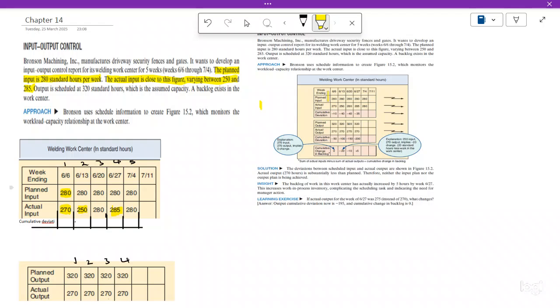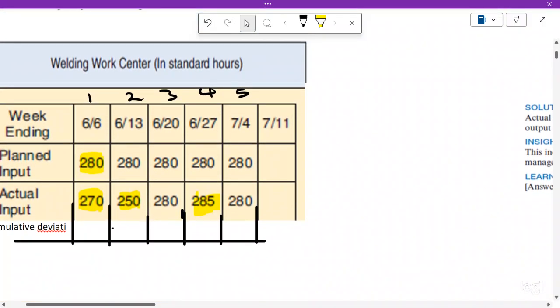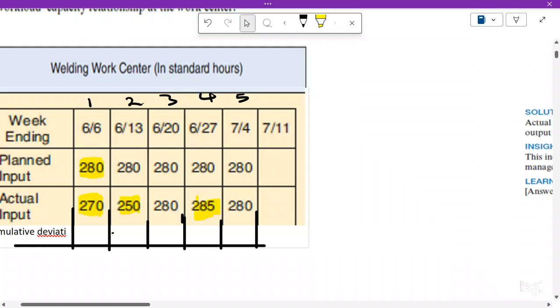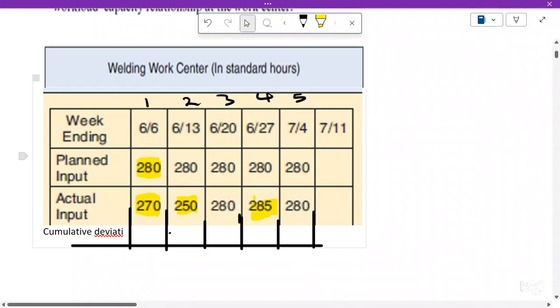So we want to determine the backlog. What is happening here? In order to find our cumulative deviation, in a test or an exam, I give you this table most of the time. So now you just need to fill in this information. At times, I don't know why, they don't want cumulative deviation, they just want deviation. In this case, they wanted cumulative deviation. So I needed to be transparent with that.